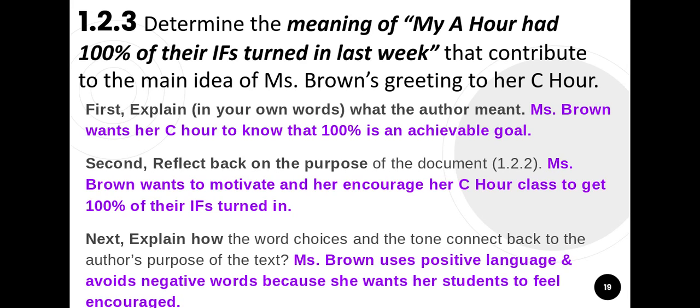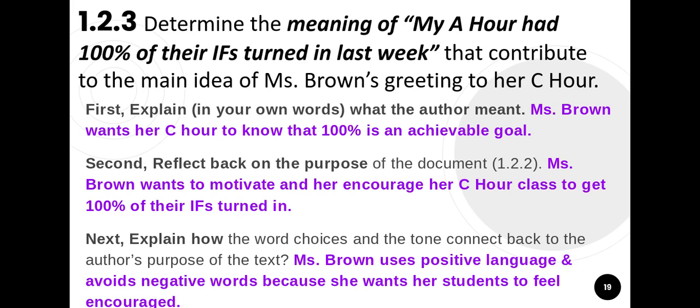So when she said those words that are highlighted, Miss Brown wants her C hour to know that getting 100% is an achievable goal, right? The reason why she brings that up is she wants them to know that there was a class that did get 100% and it's totally possible. So Miss Brown wants her C hour to know that 100% is an achievable goal.